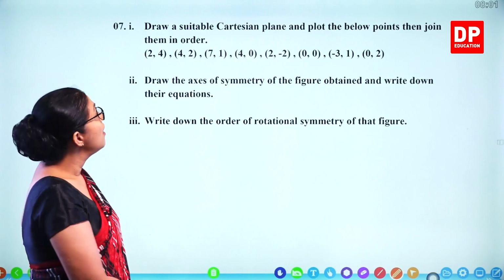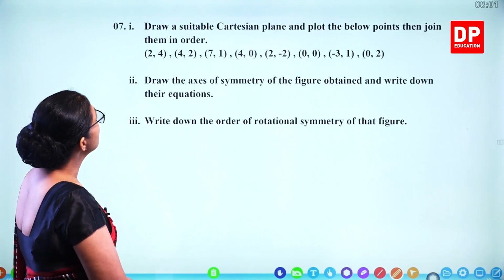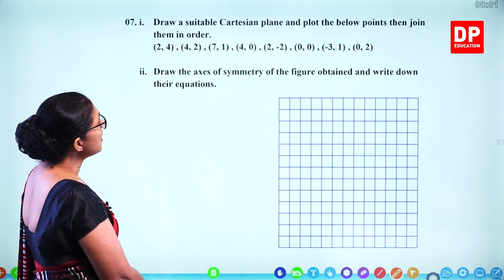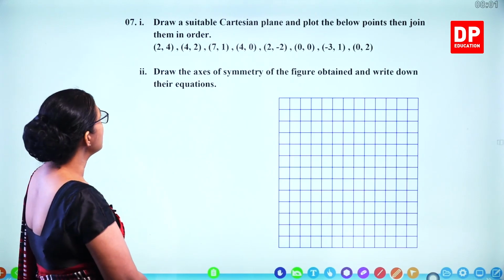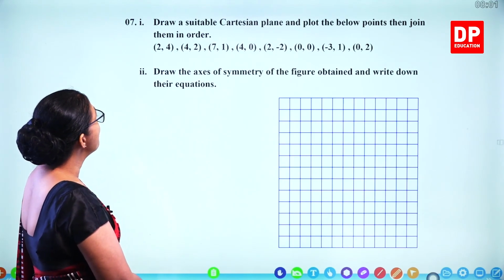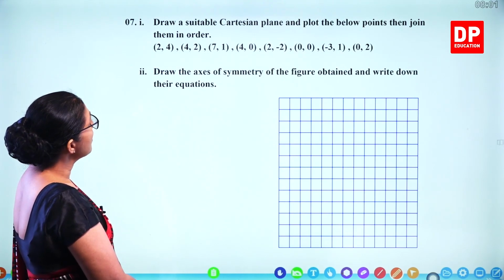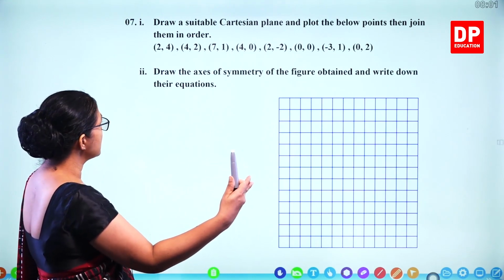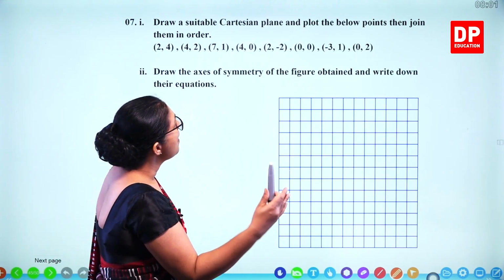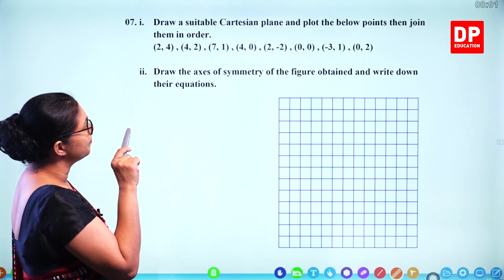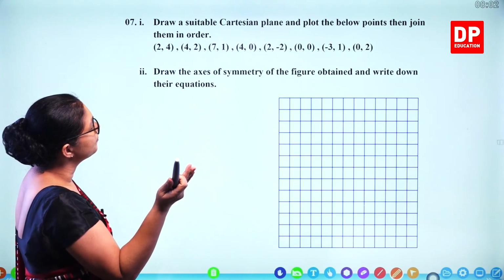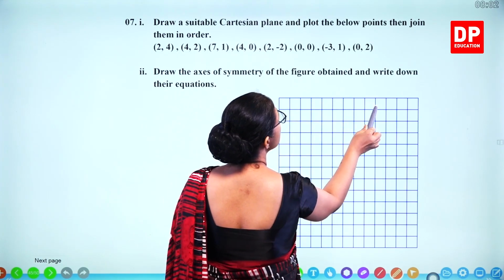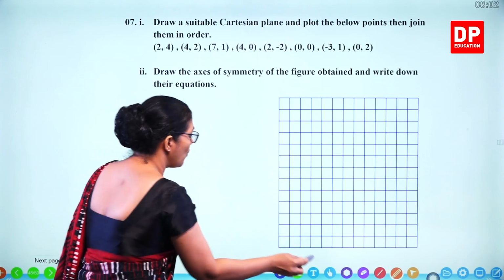So you need to draw a diagram with the coordinates given. Draw a suitable Cartesian plane and plot the below points and then join them in order. Before that, we need to check what the points are. So when you take the x value, the maximum is 7 and the minimum x is minus 3. Minus 3, minus 2, minus 1, 0, 1, 2, 3, 4, 5, 6, 7. Yeah, we can draw. So we can start.